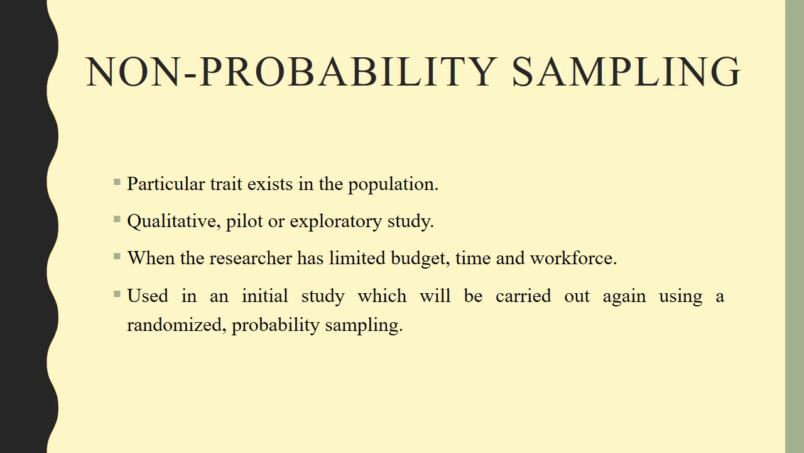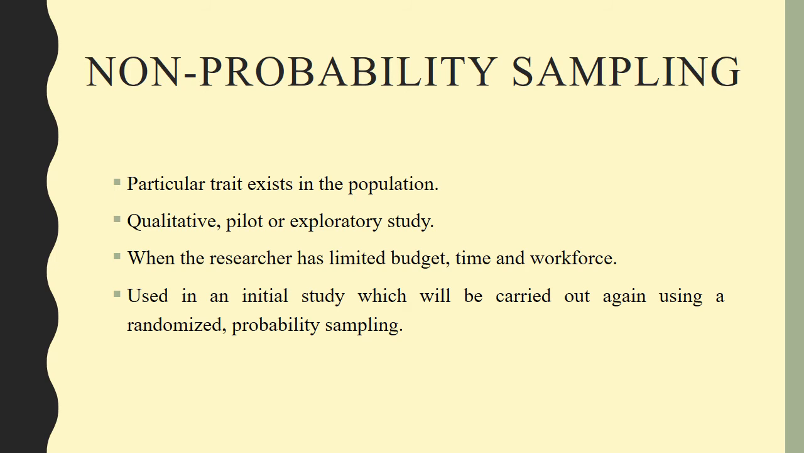It can be used when randomization is impossible, like when the population is almost limitless. It can be used when the research does not aim to generate results that will be used to create generalizations pertaining to the entire population. It also helps the researcher who has a limited budget, time, and workforce.